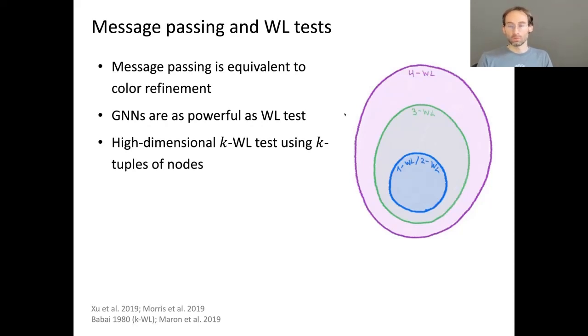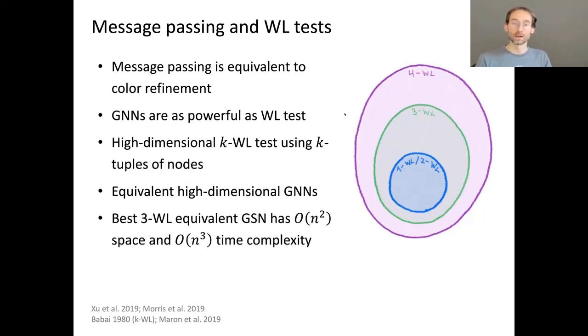They are non-local, they have high computational complexity, and there was a formulation of equivalent high-dimensional GNNs, in particular due to Haggai Maron from Weizmann Institute in Israel. The problem, of course, is that they are computationally expensive. So the 3-WL equivalent GNN has a complexity of n squared in space and n cubed in time. So this makes this good in theory, but completely impractical.